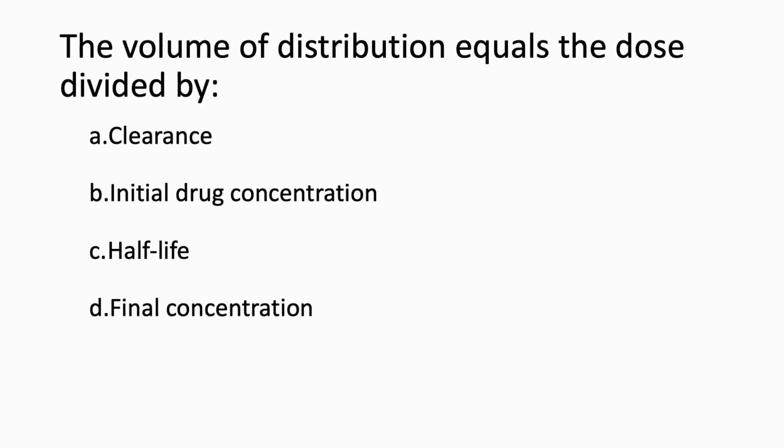Question. The volume of distribution equals the dose divided by: A, clearance; B, initial drug concentration; C, half-life; D, final concentration. So volume of distribution is calculated by dose divided by its initial concentration, or any drug amount divided by concentration at a certain time. So the correct answer for this question is B.